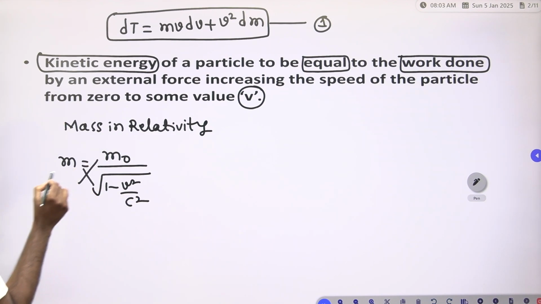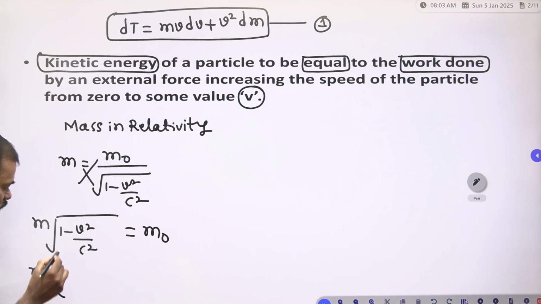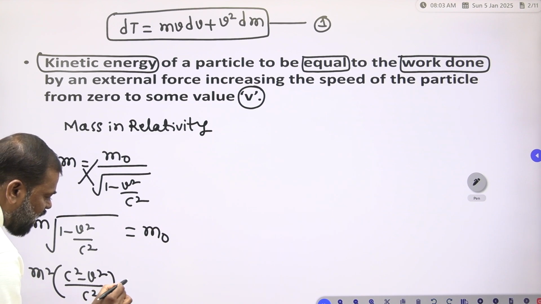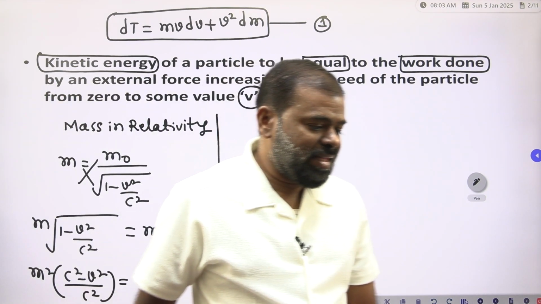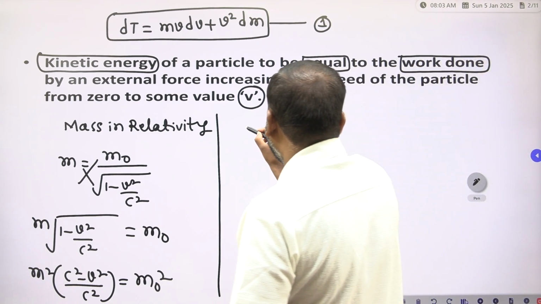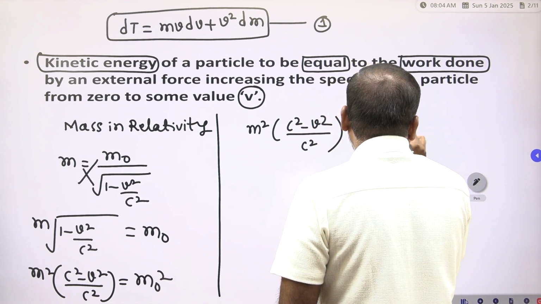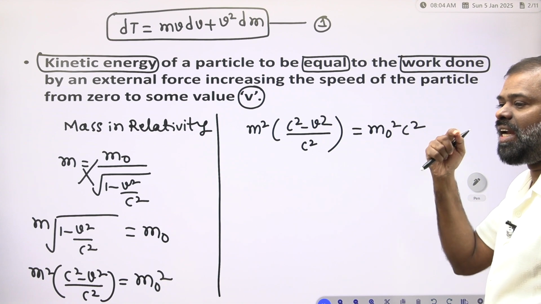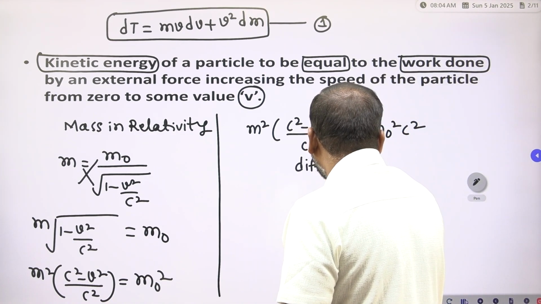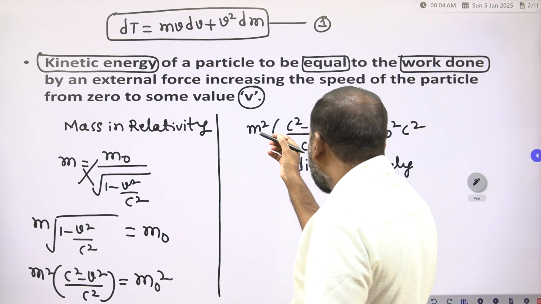Now cross multiply: m times the square root of 1 minus v²/c² is equal to m₀. Squaring on both sides, m² (c² − v²)/c² = m₀². Correct? So take this expression, m² (c² − v²)/c² = m₀², and differentiate implicitly. How do we have to differentiate it implicitly?